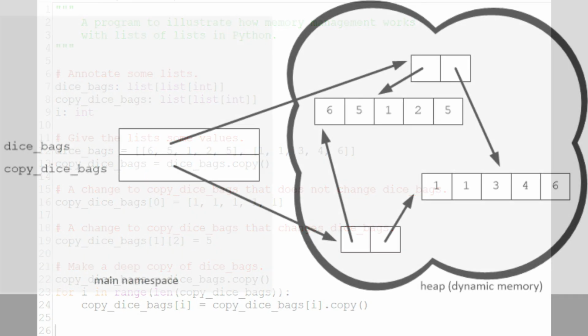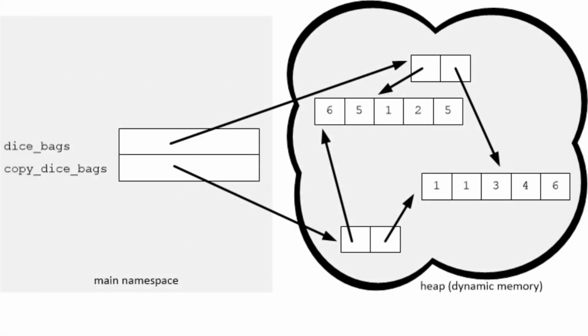I might draw that this way in memory, where I have my two boxes representing the variables in the main namespace, dicebags and copy dicebags. And those two boxes each point to lists in the heap, but those lists have arrows pointing to their enclosed lists. And those enclosed lists are the same lists. So in other words, I have two lists in the heap, 65125 and 11346, and both dicebags and copy dicebags, while they are separate lists themselves, point to these two lists.